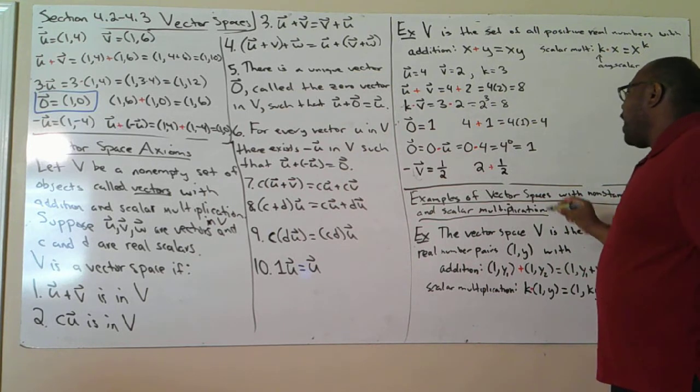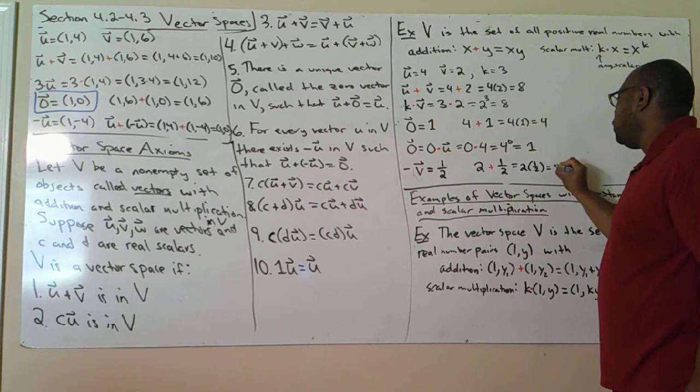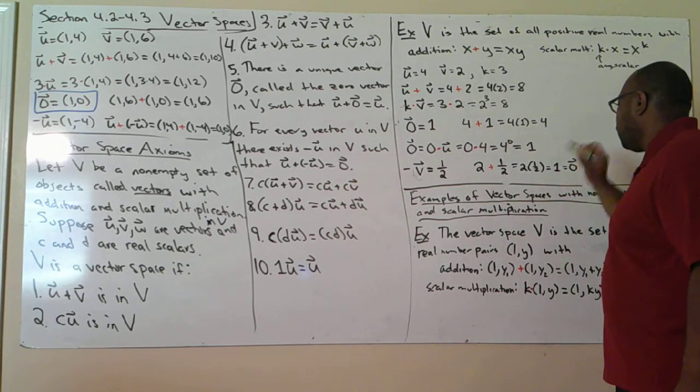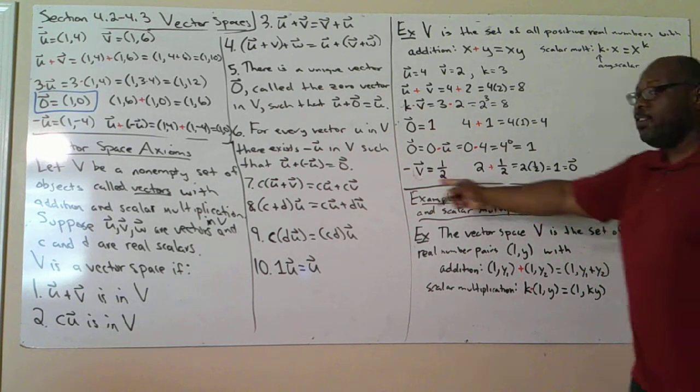2 plus 1/2 is 2 times 1/2, right? Which is equal to what? My 0 vector. Ta-da, right? Astounding. Is there an easier way to figure out negative v?